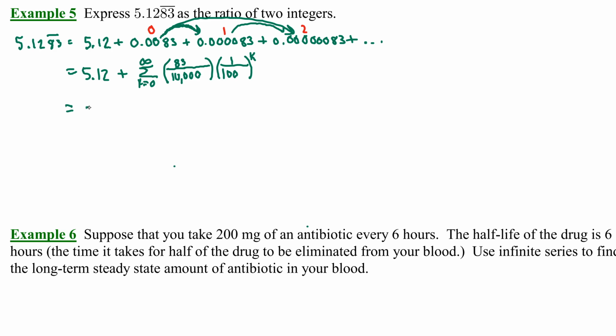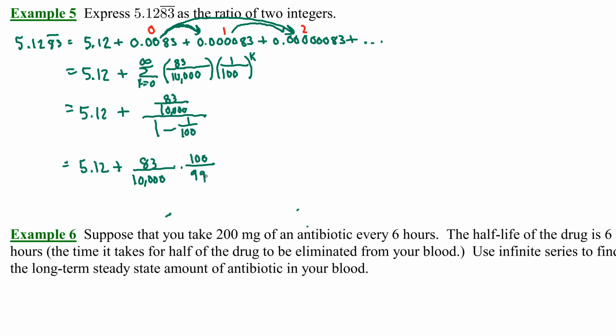Because our ratio r, 1/100th, is less than 1, we can go ahead and apply our formula for the sum of an infinite geometric series. We have our a term over 1 minus r, or 5.12 plus 83 over 10,000. Notice in the denominator we would end up with 99 over 100. Since we're dividing by a fraction, we're going to end up multiplying by the reciprocal.